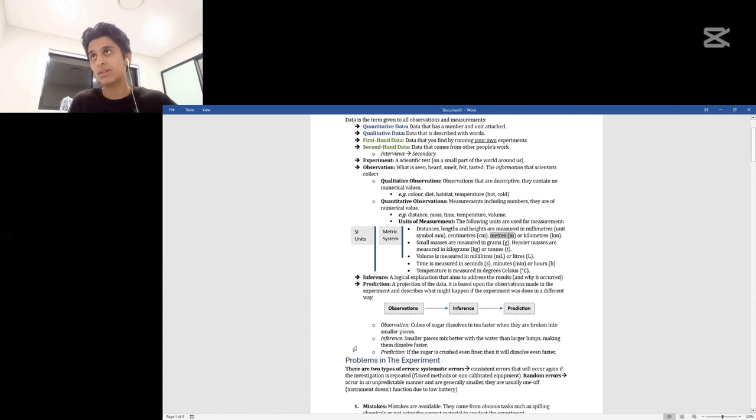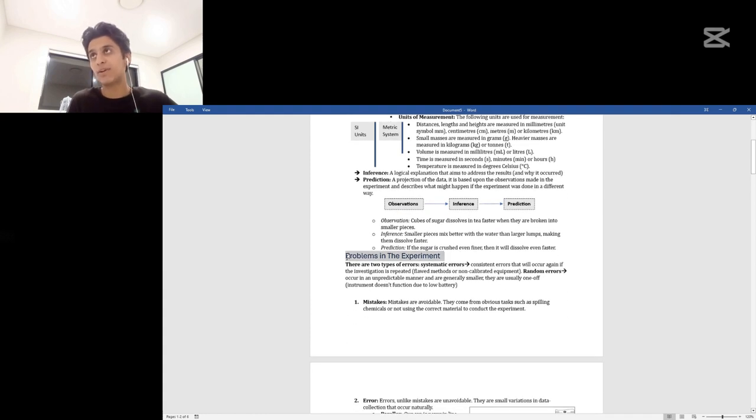Okay, so let's look at problems in the experiment. Obviously, when you run an experiment, there are so many problems that happen, and so we're going to look at how these problems happen, what they are, and we'll just get straight into it.